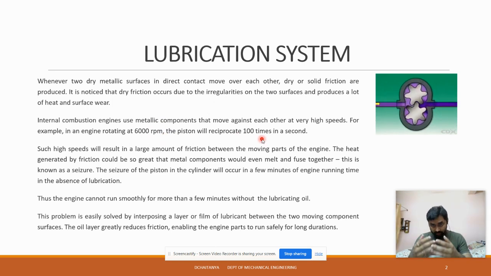The piston will reciprocate 100 times in a second. So it is a very high speed. When two metallic components move against each other, you get more friction in the form of heat, and they may undergo wear. So we need the splashing of lubricant with respect to time during the running of an engine. There is a need for a system to splash the oil at all places inside an internal combustion engine, forming a filmy layer.